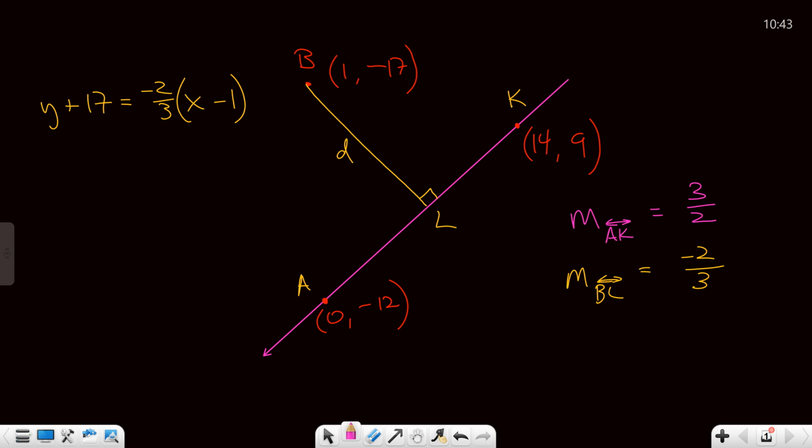Logan, write the equation of the purple line. I'll get to that in a second. Just do what you're supposed to do and quit bugging everybody. Leah, what do you got? Y minus 9 equals 3 over 2 times x minus 14.